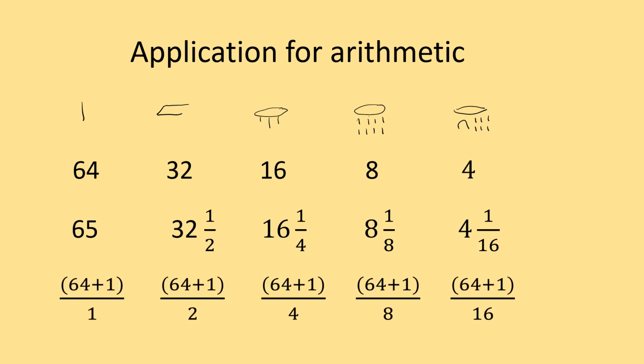So we can rewrite 65, which is an odd number, as 64 plus 1, giving us an even number and an odd number. So we have 64 plus 1 divided by 1, 64 plus 1 divided by 2, 64 plus 1 divided by 4, 64 plus 1 divided by 8, 64 plus 1 divided by 16, and hopefully we can see how those relate to the halves of 64 and the halves of 65.